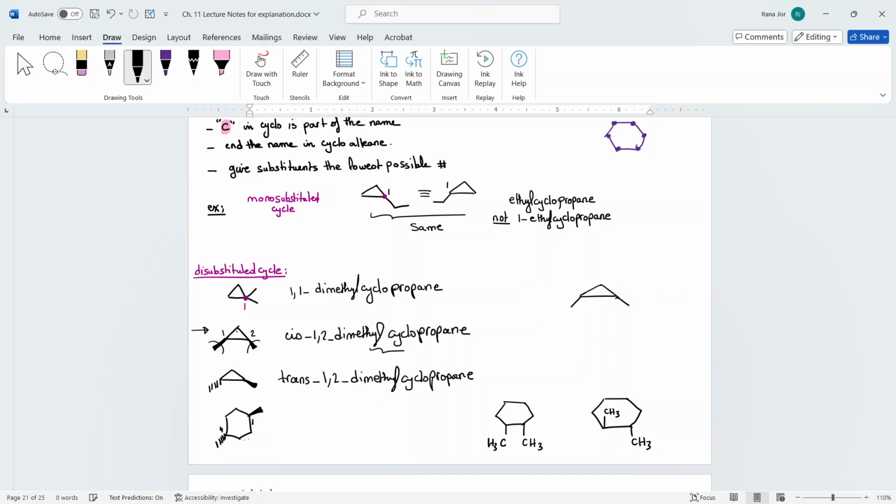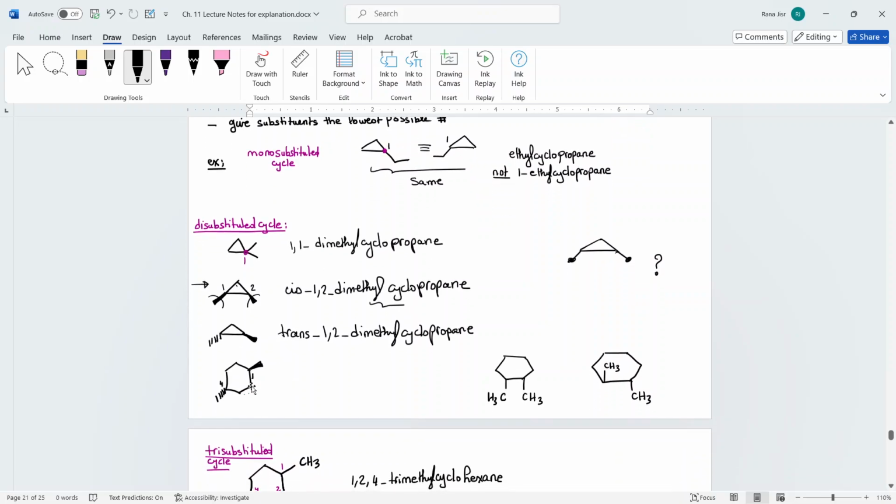So you have your 2 CH3s, a CH3 here and a CH3 in there. You have to give their orientation: what are they with respect to each other? Are they on the same side or on opposite sides? You have to be very specific when you have two substituents around the cycle, labeling them as cis or trans.